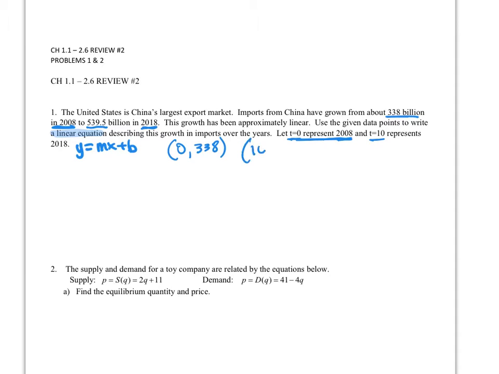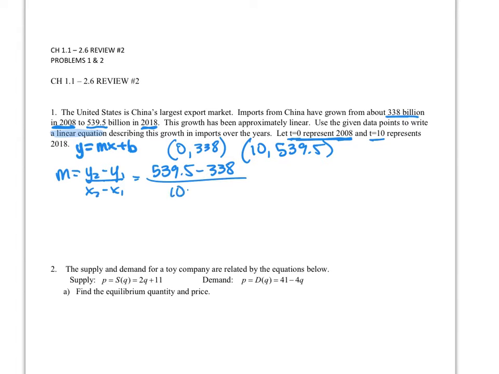The next point, our year representation is a 10, and we have 539.5. So what we have to calculate is the slope. Let's go ahead and just write that formula down. In this case, it would be 539.5 minus 338 over 10 minus 0, and that gives us 20.15. So that's your slope.